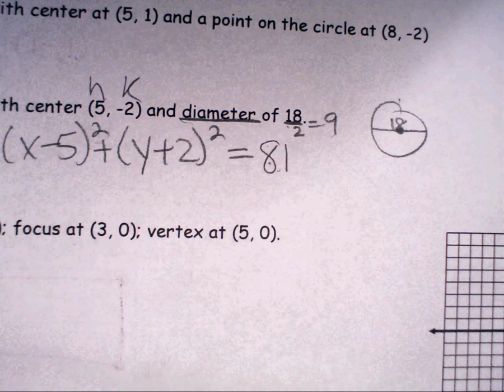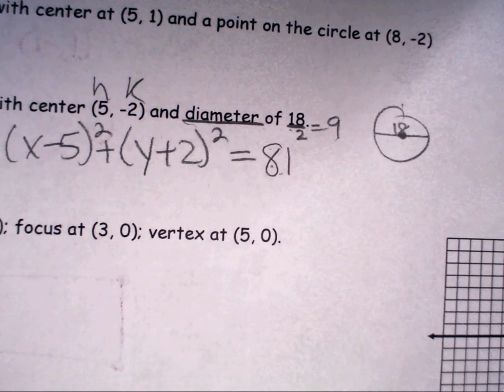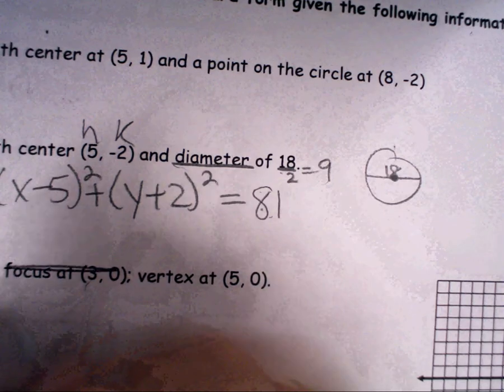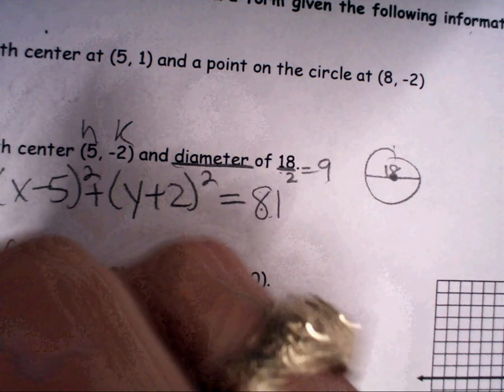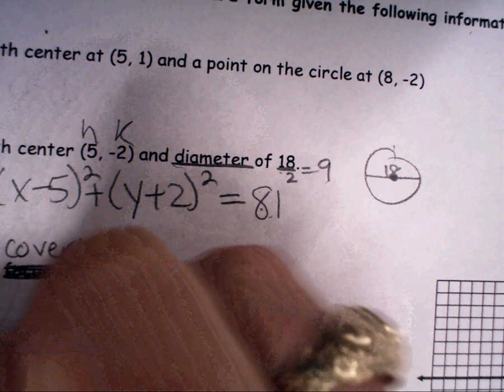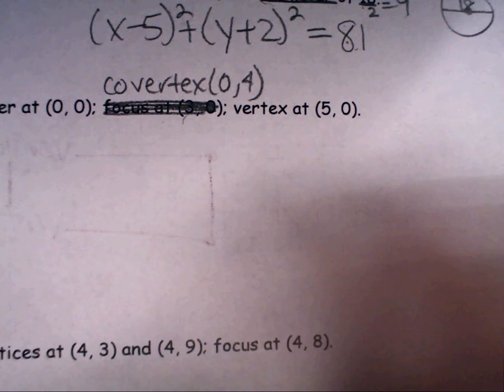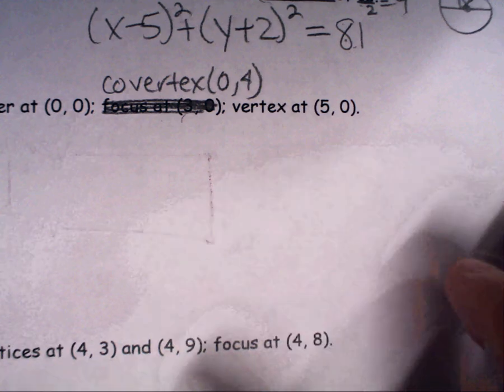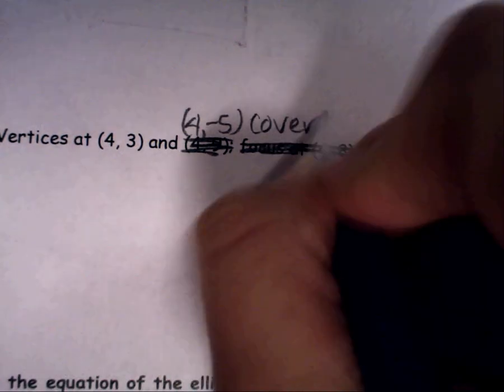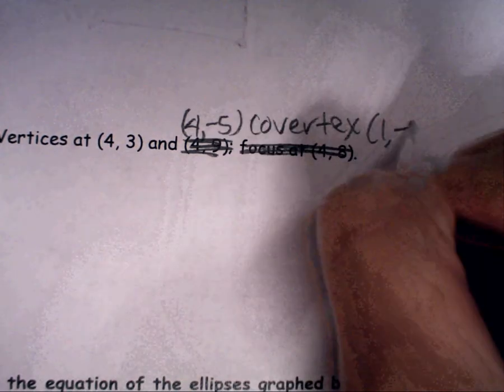Alright, so we actually changed number 9, so in case you didn't get that, I gave you a co-vertex here of (0, 4). So you're writing the equation. You don't have to necessarily graph it. It's just all writing equations on the back. So looking at this next one, we changed this next one to (4, 4), (4, -5), and a co-vertex of (1, -1), and (7, -1).